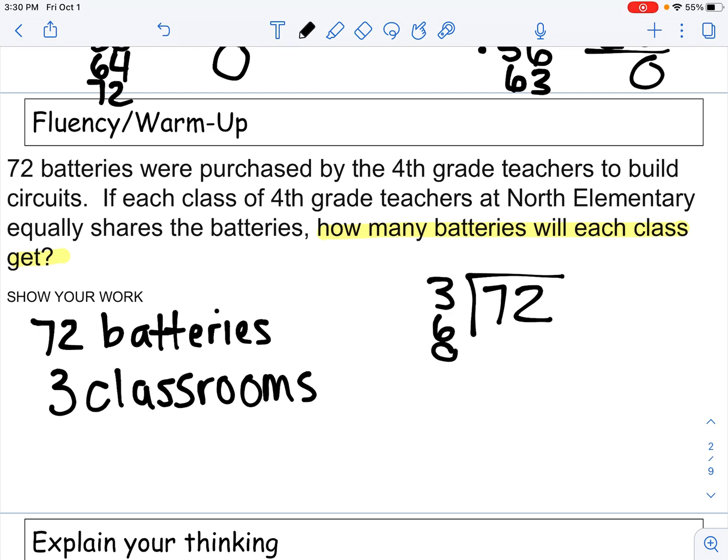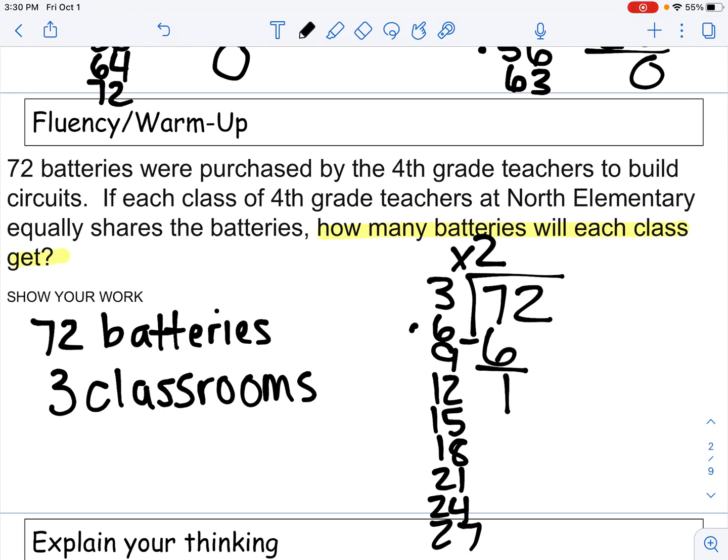Skip count strategy. If I have 7, I can get 2 groups of 3, so groups on top, multiply. 2 times 3 is 6. Subtract, bring down. If I have 12 now, I can get 4 groups on top, multiply. 4 times 3, 12. So that means each class will get 24 batteries.